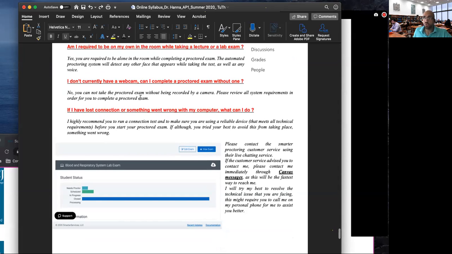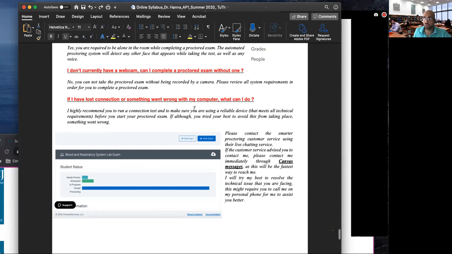So I highly recommend you to make sure that you try the camera before you start the exam. You try to use your device. It's not the first time you use this device to complete the exam. So try to make sure that everything works fine before you start the proctored exam.